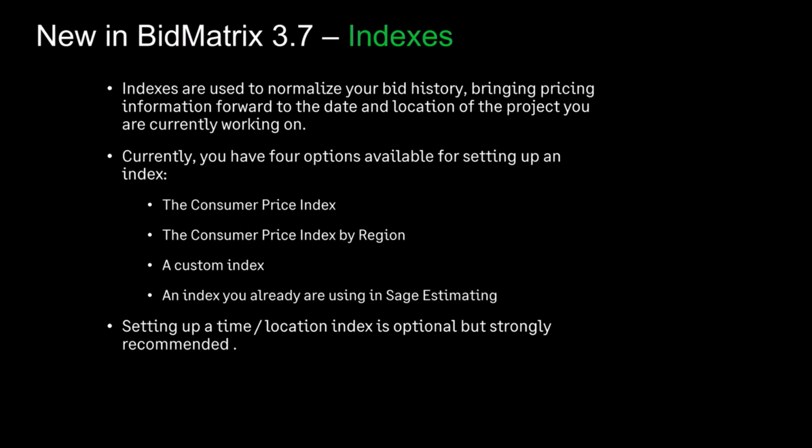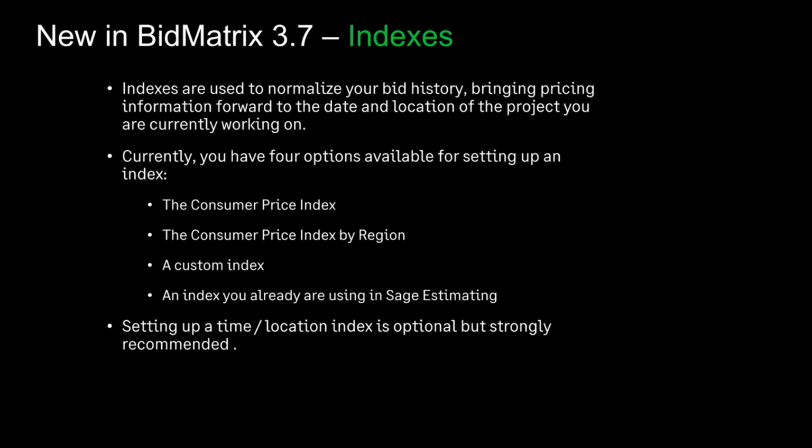There are 4 options for setting up an index. You can use the consumer price index, and the consumer price index by region. Those 2 indexes are just part of BidMatrix. So if you want to use those, you can just set those up and they'll be available to you. And of course, an option is to have a custom index.